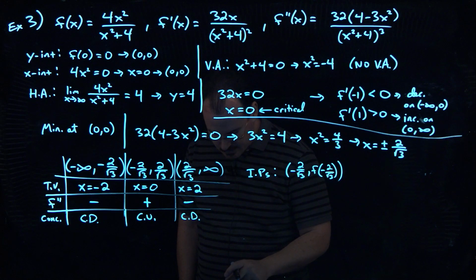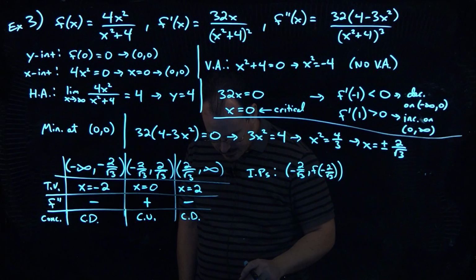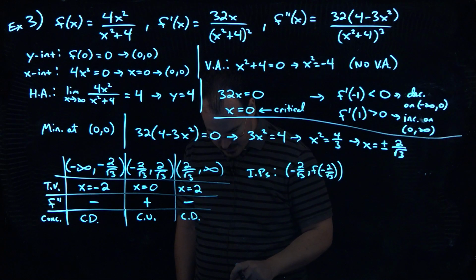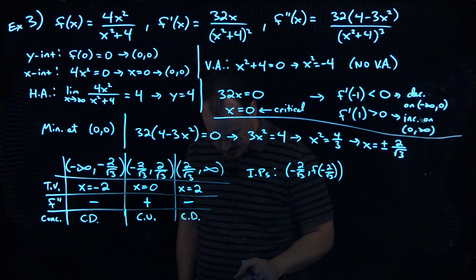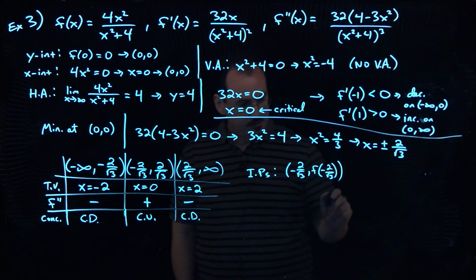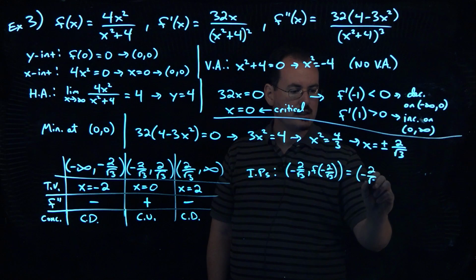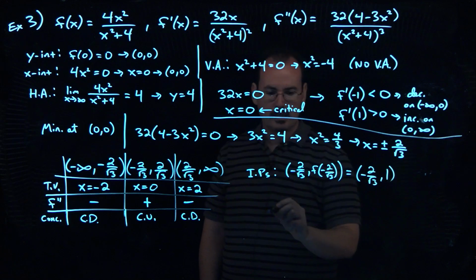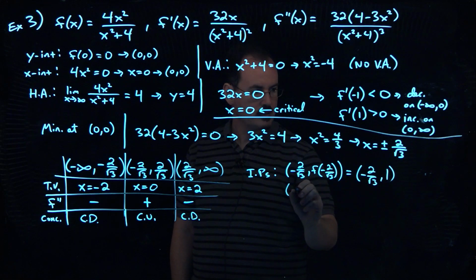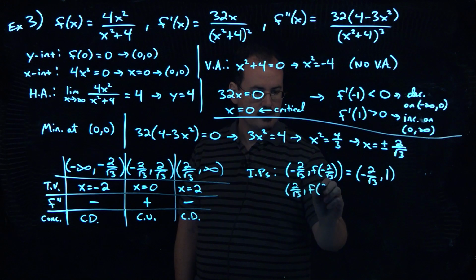So I'm just going to put that in my calculator real quick. F of minus 2 over root 3. And I get 1 for my output value there, so I'm going to have minus 2 over root 3, 1. And then I've got another inflection point at positive 2 over root 3, and f of that.